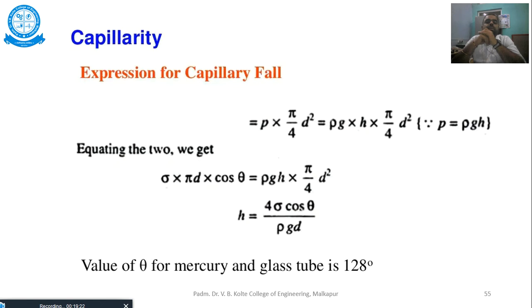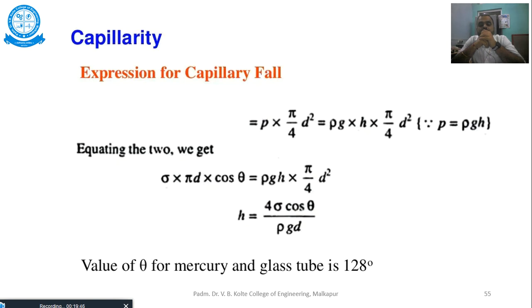So for equilibrium we have to equate the equations. So what will be here? Surface tension force, P into pi by 4 d square, is equal to rho g h into pi by 4 d square. So P is equal to rho g h. Here we have to take P as rho g h. So equating the two equations, we will get h is equal to 4 sigma cos of theta divided by rho g d.